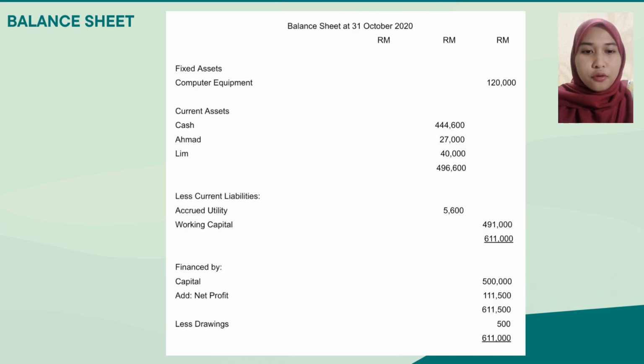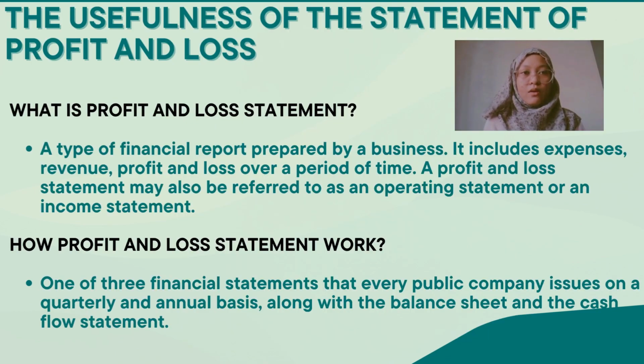Total 611,000. Financed by capital 500,000. Add net profit 111,500. Total 611,500. Next, less drawing 500. Total 611,000.